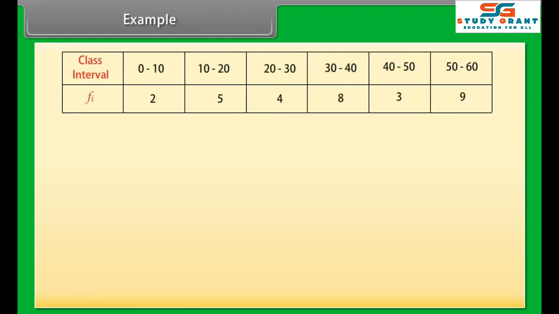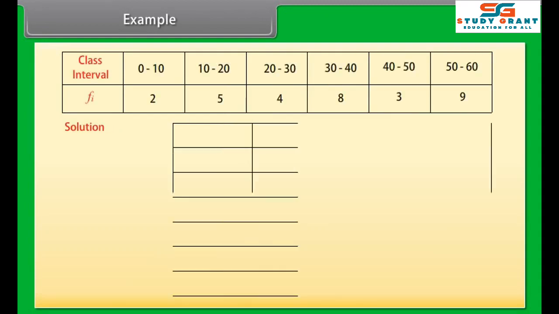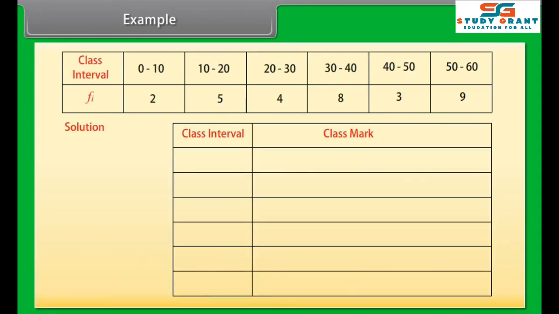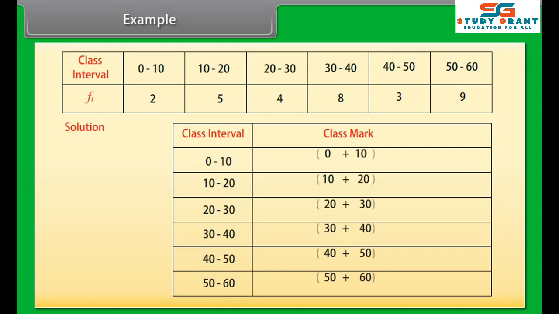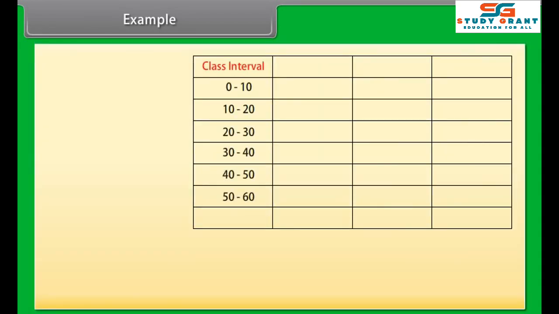Find the mean of the given data. Solution. First, we find the class mark of each class interval by using the formula class mark equals upper class limit plus lower class limit by 2. In the first column, we have written the class interval, and in the second column, we have written the frequency of the respective class interval.